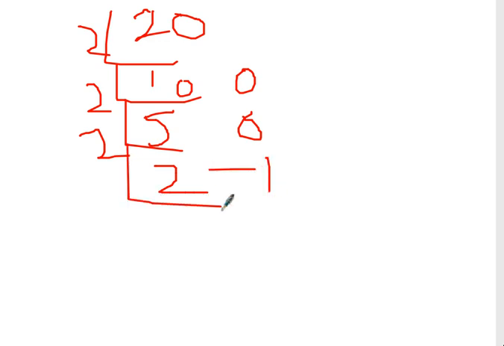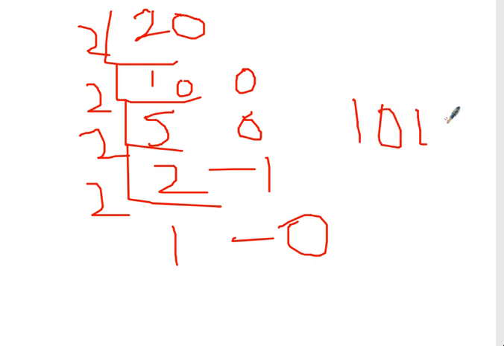Again divide by 2. 2 1s are 2, so 0. So you'll get 10100 to base 2. This is the equivalent of 20. This is how we convert a decimal number to binary.